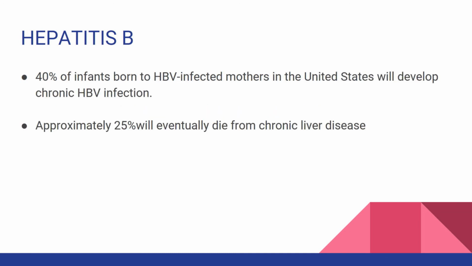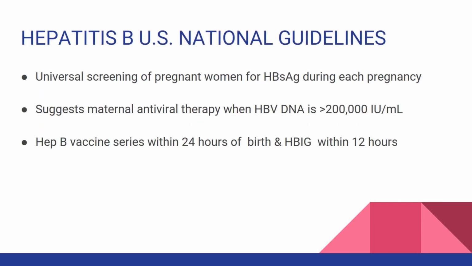40% of infants born to hepatitis B infected moms in the United States will develop chronic hepatitis B infection if there is no intervention. And think about it, 25% of these infants will develop bad complications of hepatitis B infection 20 to 30 years later. So if there is not appropriate intervention during the newborn period, an infant infected with hepatitis B will develop complications when they are between 20 to 30 years old. Think about that.